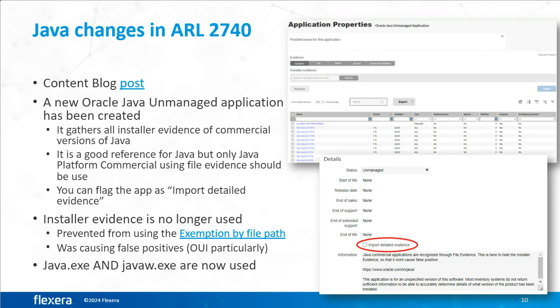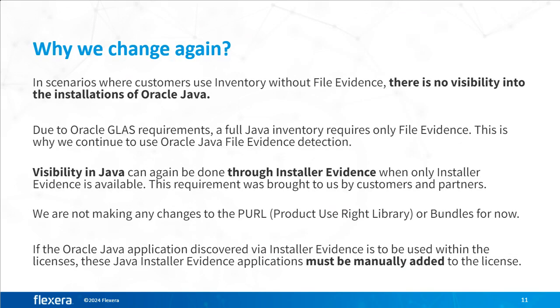Okay, this is the update back in April 23. Yeah, why we change again, and I will explain the change, right? So we keep the file evidence as it is, so no change there. But the problem was there is no visibility into the installations of Oracle Java. If you do not have file evidence, only using installer evidence, there is no visibility. We understand that visibility is one of the key things with Java, for sure, right?